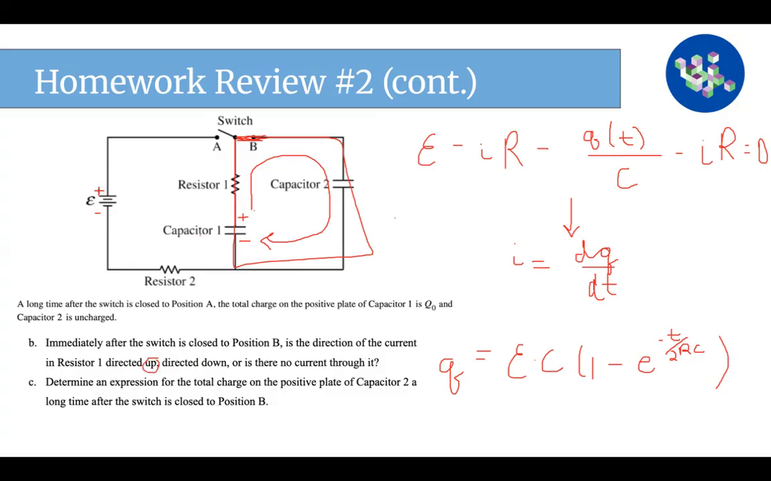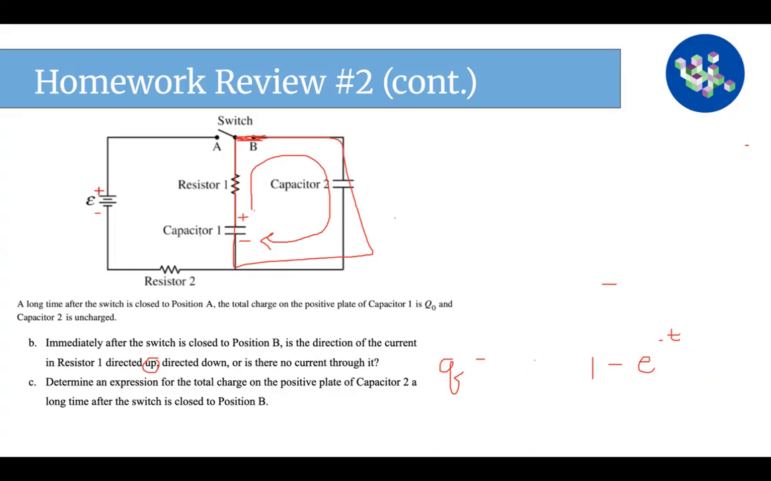Then they're asking us to determine an expression for the charge on the positive plate of capacitor 2 a long time after. Note that they told us that the total charge on capacitor 1 is Q naught at the beginning, when we close switch B, and the charge on capacitor 2 is 0. After a long time, this charge will evenly distribute throughout the capacitors. So we simply have that the charge on capacitor 2 is Q naught over 2.